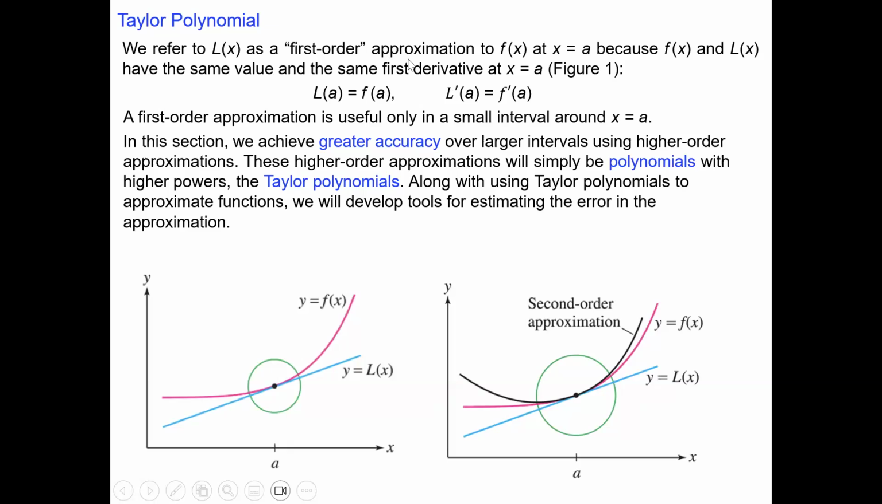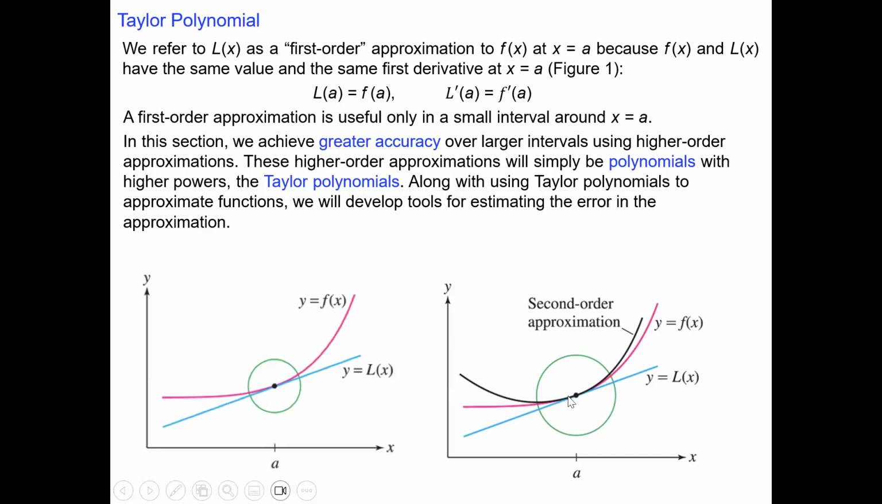We can use this as an approximation because the value of the function and the value of the line are the same, and the value of the derivative of the function and of the line is the same. And we can see that the line can deviate faster from f of x as we go away from a. But the quadratic, this one, will stay a little bit closer.